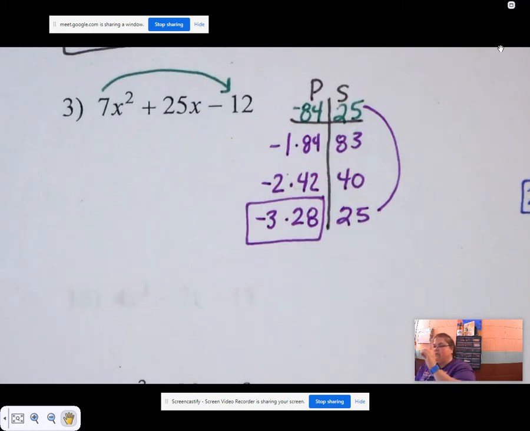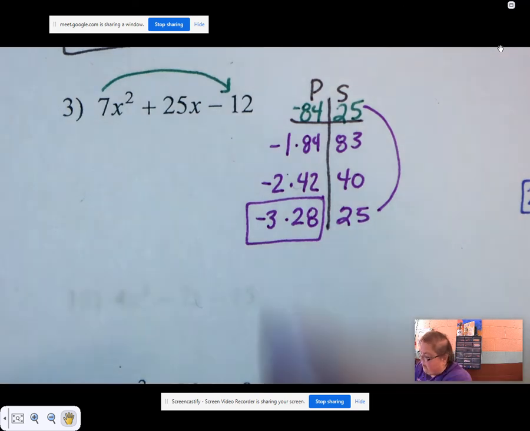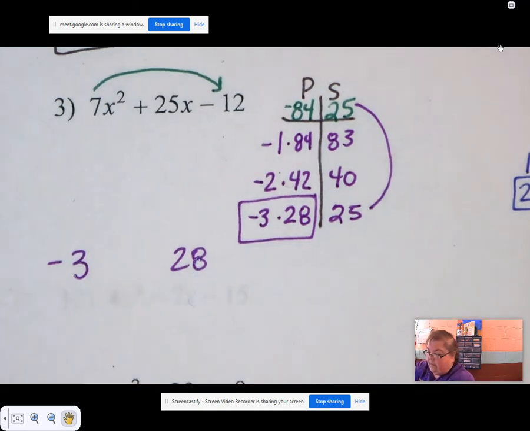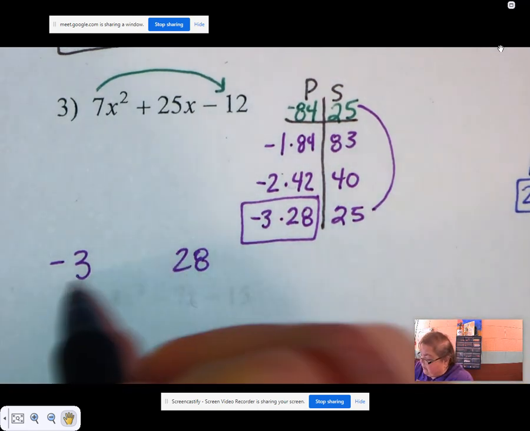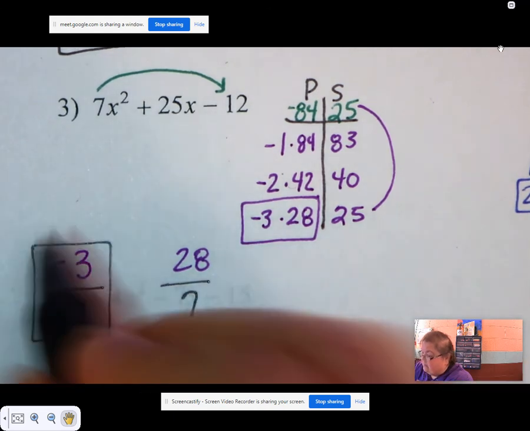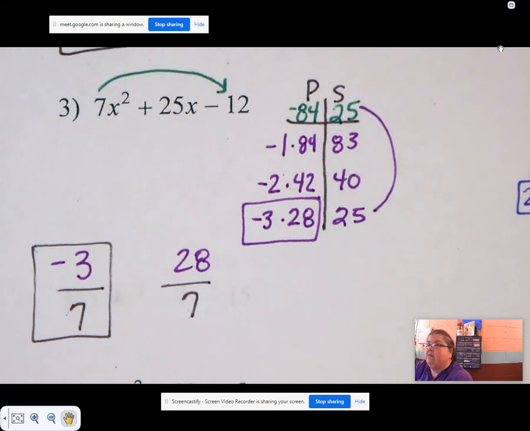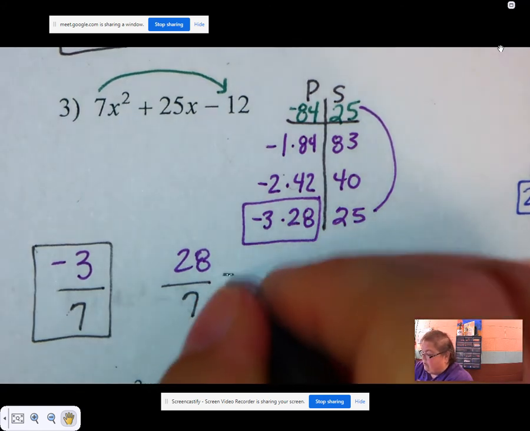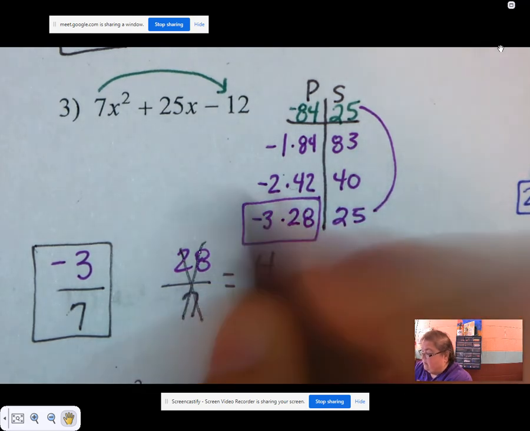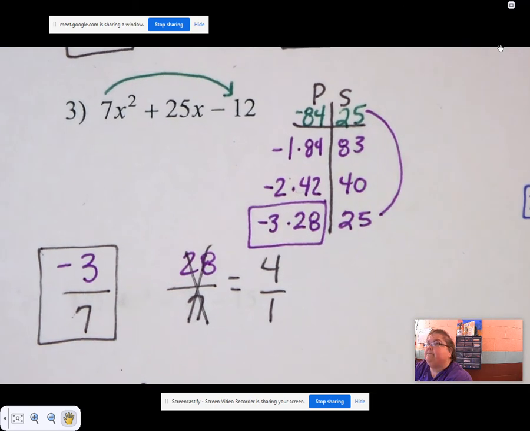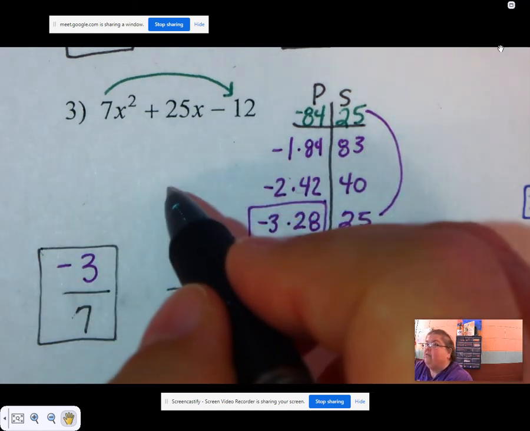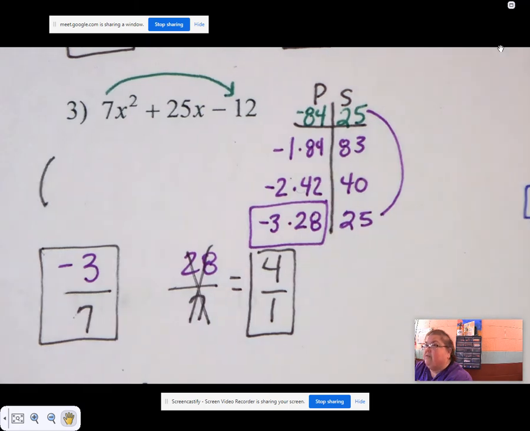Found my factors. What do I do now? Set them up as fractions. Negative 3, positive 28. What is my denominator? 7. This one is already simplified. What does 28 over 7 simplify to? 4 over 1. Excellent. This is my other one. No GCF to go in the front, so just start my parentheses.